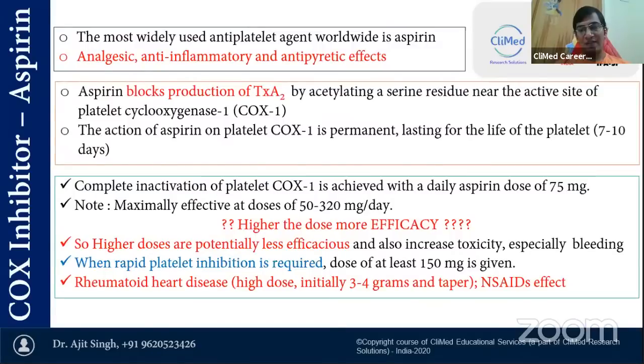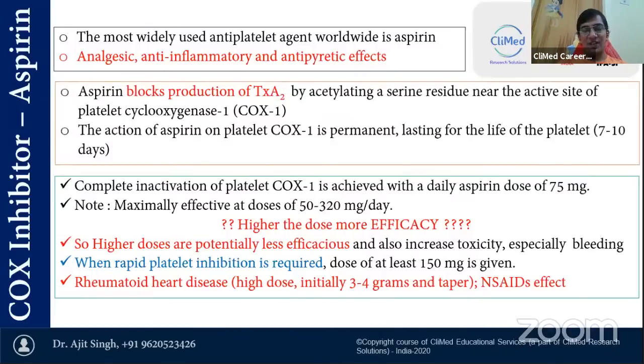In case of aspirin, we have to maintain with a good dose. A good dose is like 75 mg, and if we increase the dose just to check the efficacy, or think it is more potent, not at all. A high dose can land the patient in trouble of bleeding. As I was saying, when rapid platelet inhibition is required, we can use 150 mg per day. And in rheumatic heart disease, another indication, we need 3 to 4 grams per day.